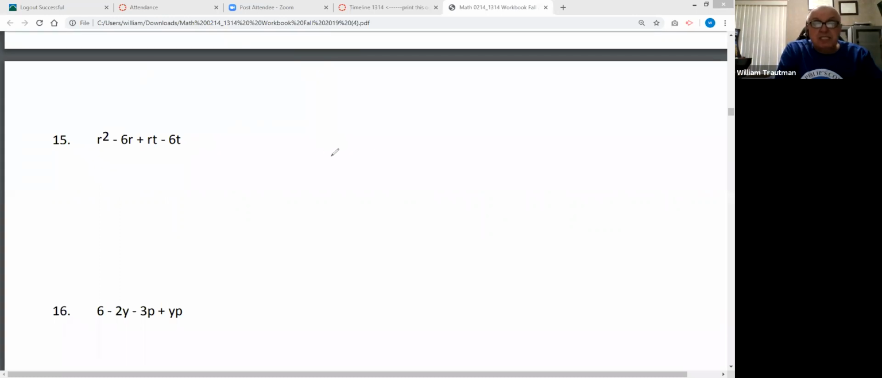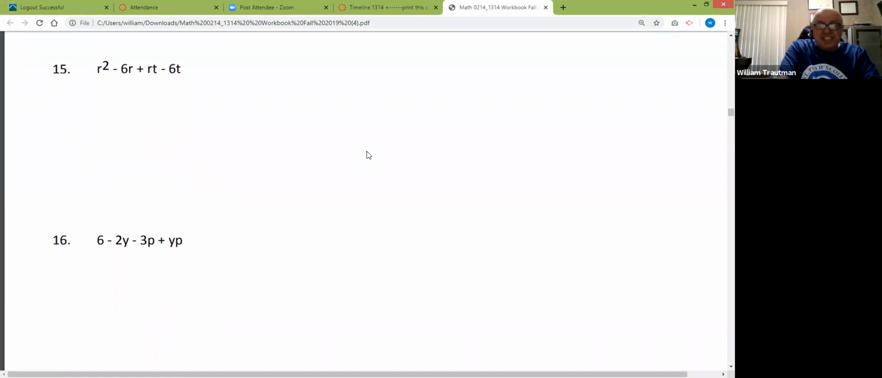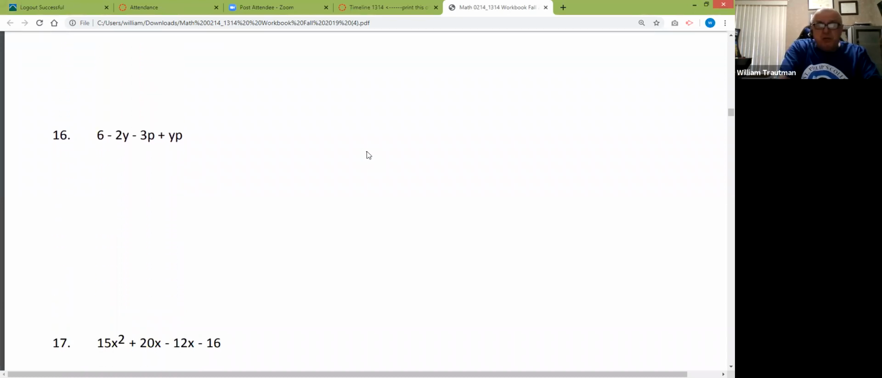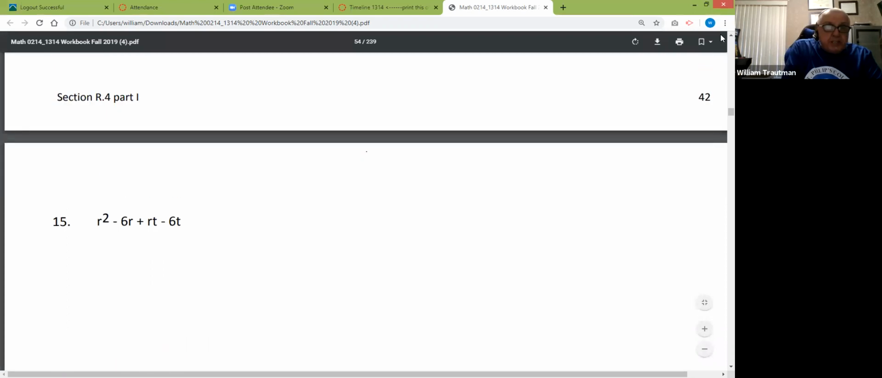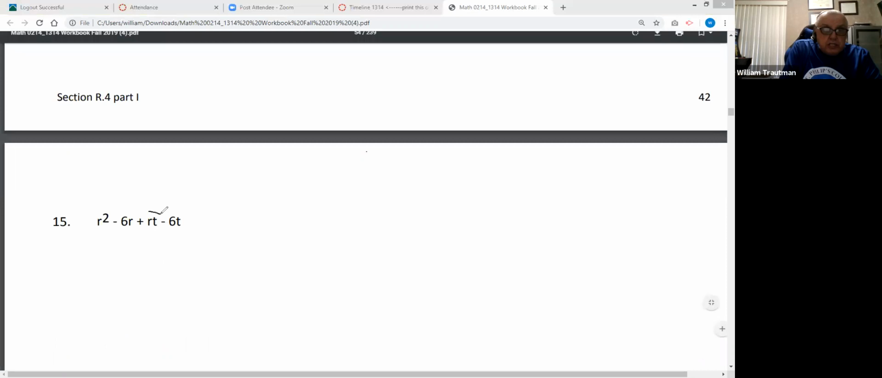All right, number 16 is going to change it, just a little change. It just takes us a little spin on what we've been doing. If you look at all the problems we've had so far in factoring 4 terms, look at the third term. The third term here is positive.